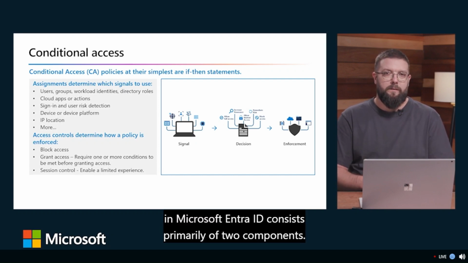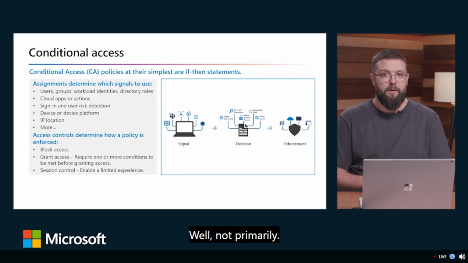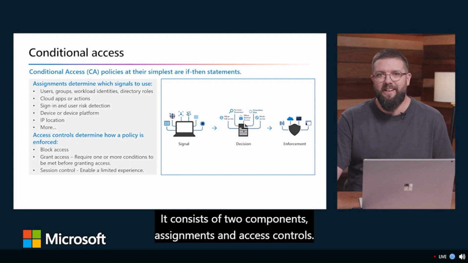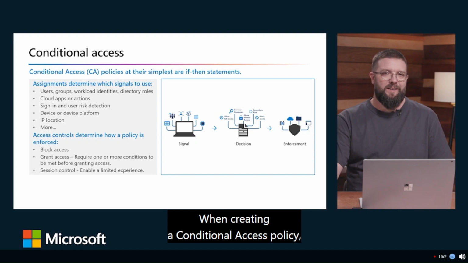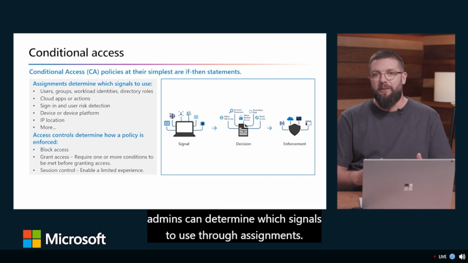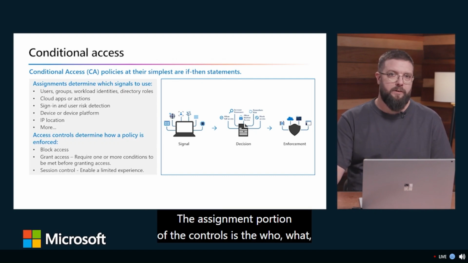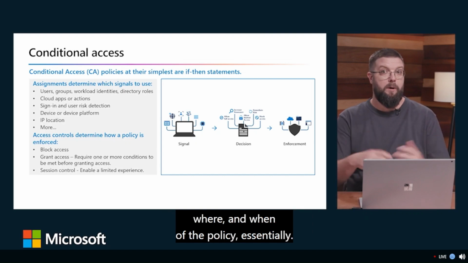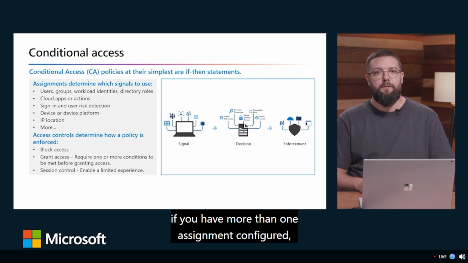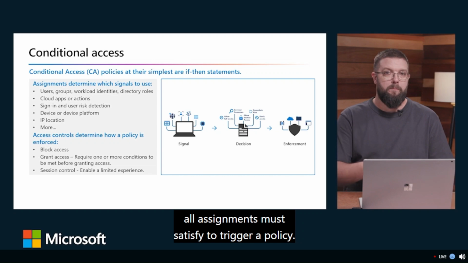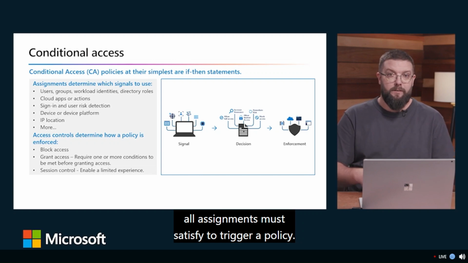A conditional access policy in Microsoft Entra ID consists primarily of two components. Well, not primarily, it consists of two components: assignments and access controls. So assignments: when creating a conditional access policy, admins can determine which signals to use through assignments. The assignment portion of the controls is the who, what, where, and when of the policy, essentially. So all assignments are logically and. If you have more than one assignment configured, all assignments must be satisfied to trigger a policy.